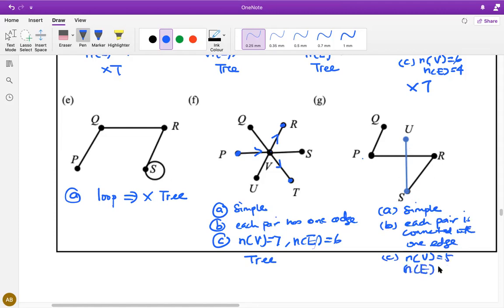Number of edges: 1, 2, 3, 4, correct. All right, so this is also a 3. Okay, but here is a bit confusing. That's why at the beginning of the lesson, I told you when you draw a graph, you use a pencil to draw and avoid overlapping. Here it is a bit confusing that U and S overlap P and R, but there is no vertex there. So we consider that U and S don't cross each other. Okay, so therefore this is a 3 also.